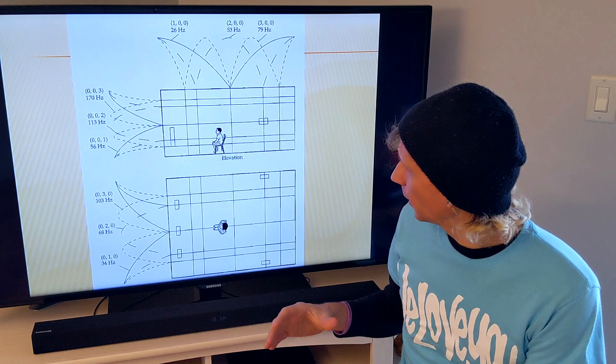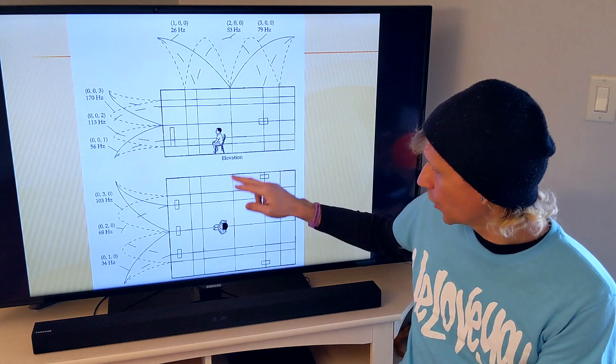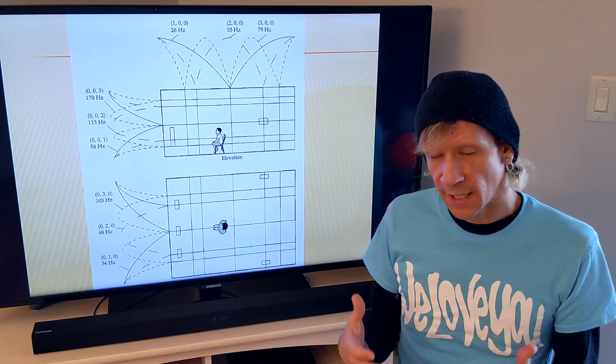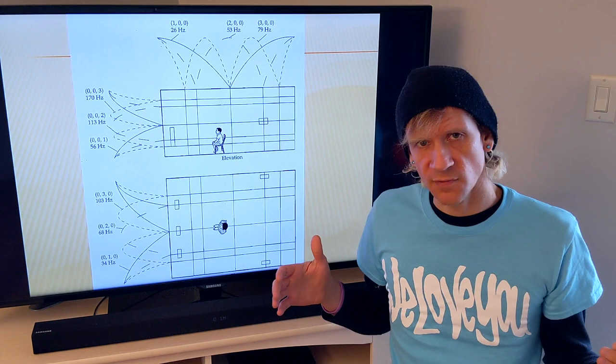But here we'll look at the overhead view, and we can see that the axial mode, which is the solid line that develops for the width of the room, obviously is right in the center. And we usually can't help but avoid that, because we want to be centered in the room. If we're not centered in the room, then that's one of those things that's going to mess with our stereo image, the phantom stereo image, the reflections we get off of each side, and we want that to be balanced. And so that's why we usually set up in the center of the room.